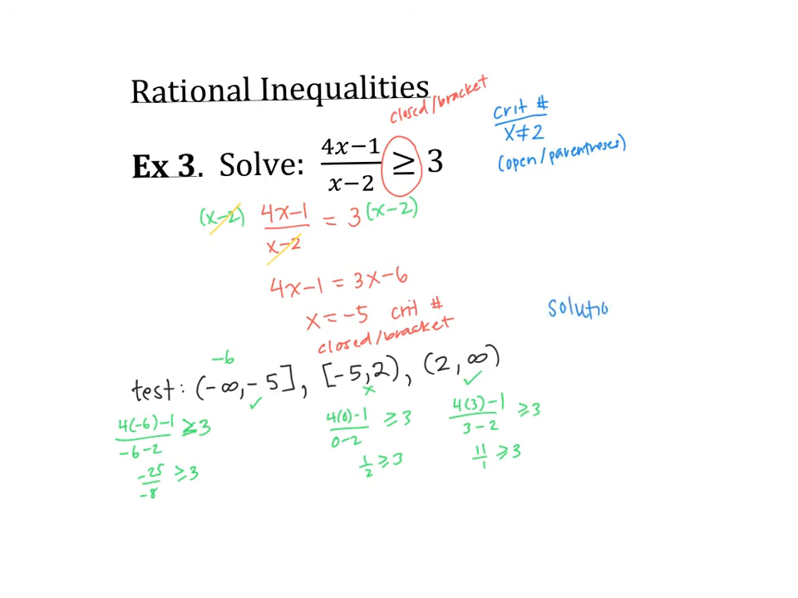Okay, the solution is going to be the intervals that work, also respecting the endpoints. So -infinity and -5 worked, and then there's a bracket on the -5 because the original problem had a greater or equal to sign. Okay, the other interval that worked was from 2 to infinity. The 2 is a parenthesis because x cannot equal 2, and I need to respect that.